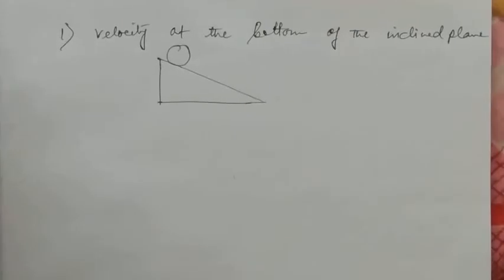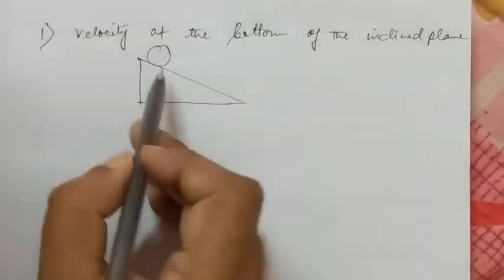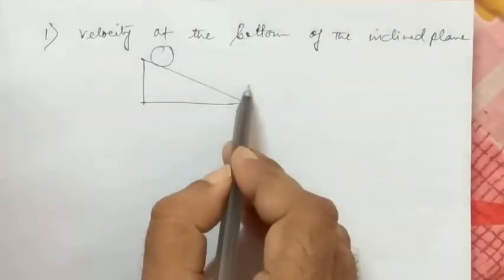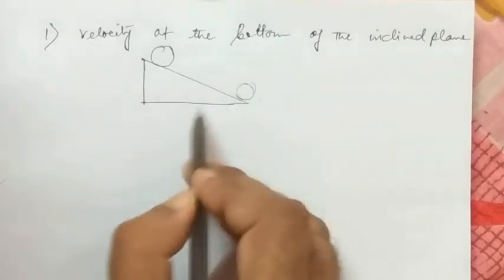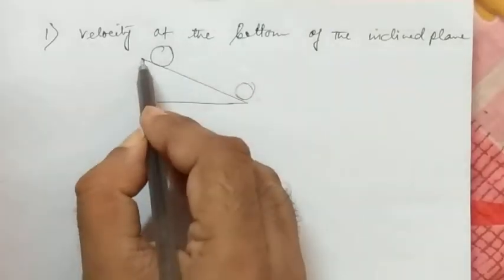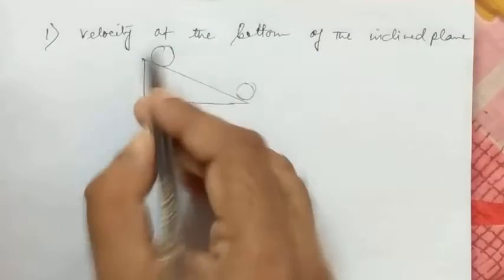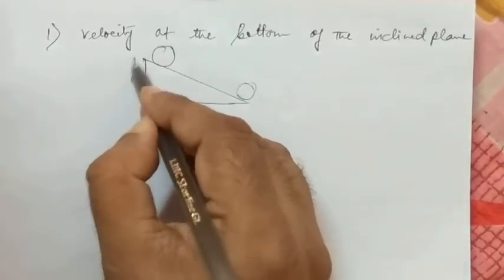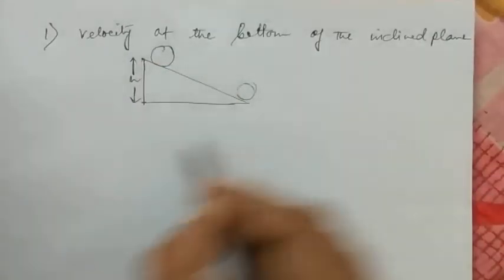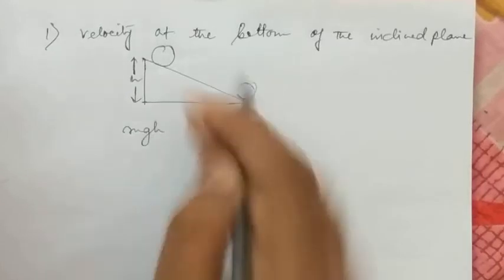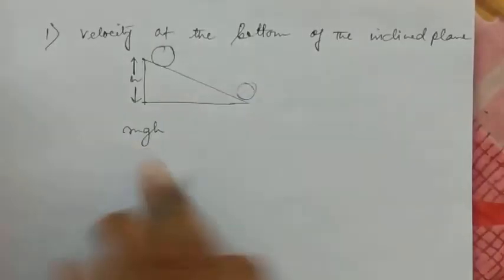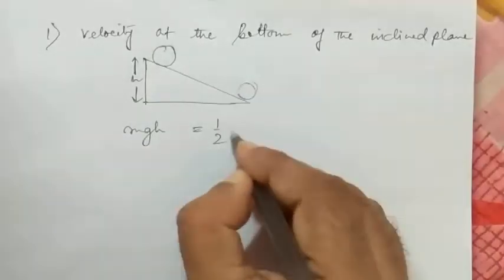Now the velocity at the bottom of the inclined plane. When the body reaches the bottom of the inclined plane, there is a shift of energy. That means the ball falls for a vertical distance of h. So we can write mgh. The fall in potential energy is mgh. That must be equal to the gain in kinetic energy.